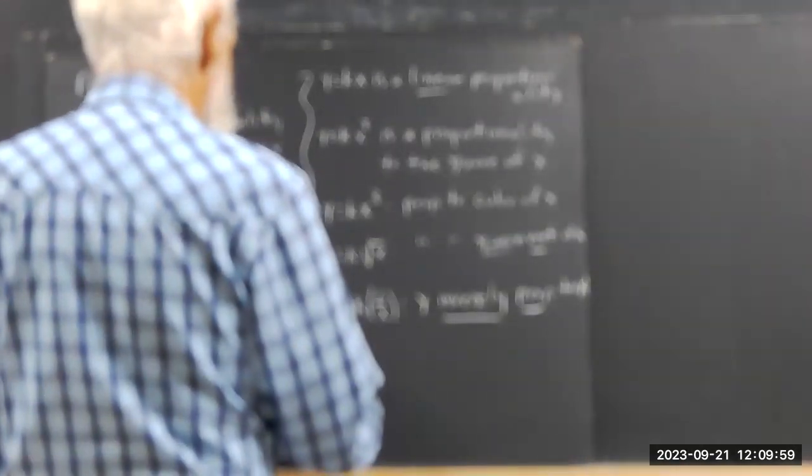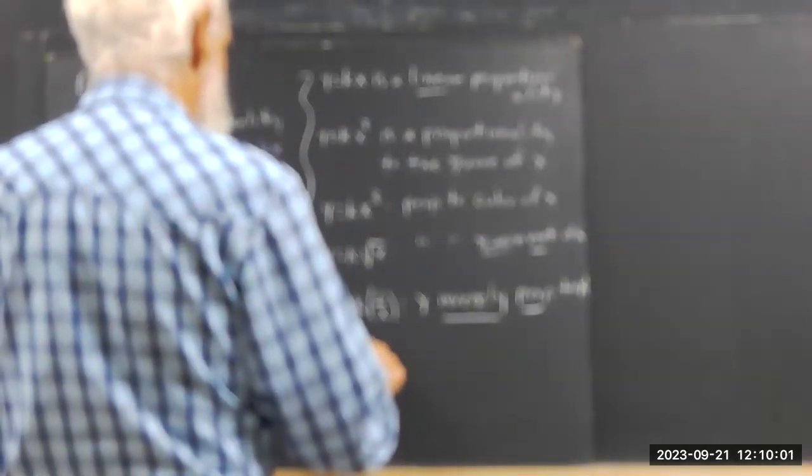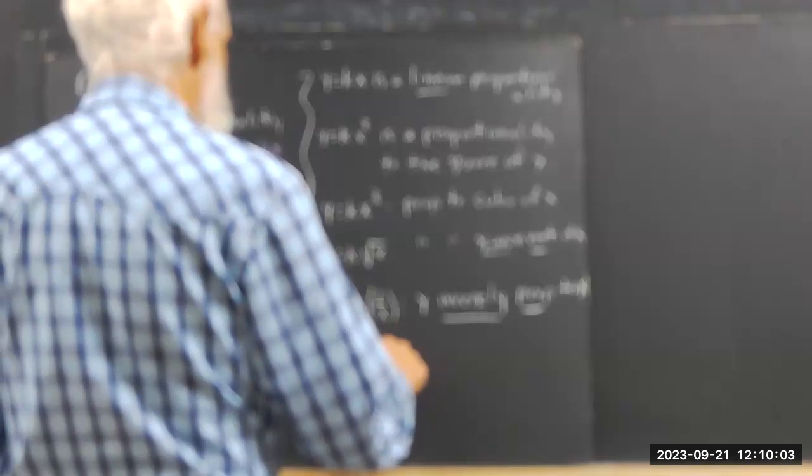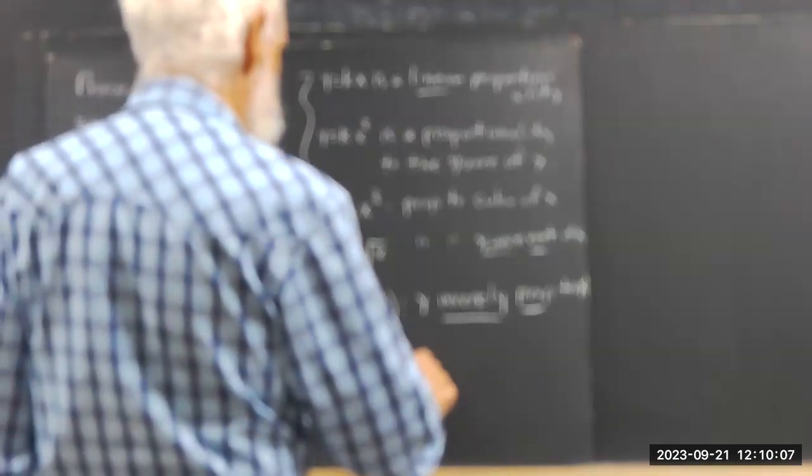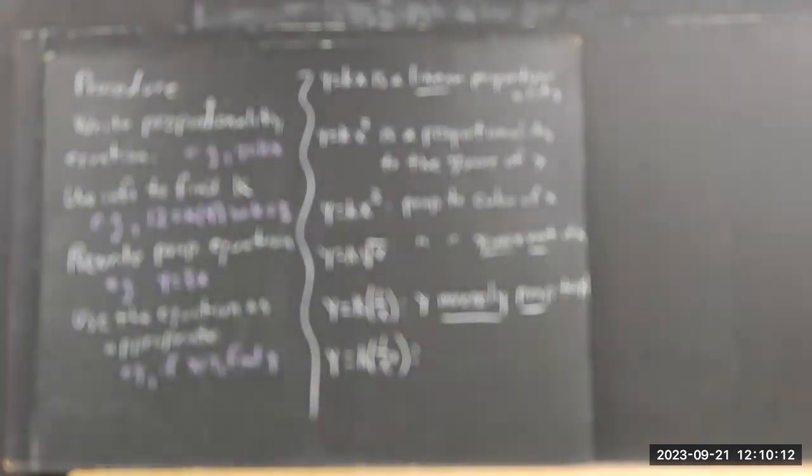Okay. Now, what about y equals k times 1 over x squared?